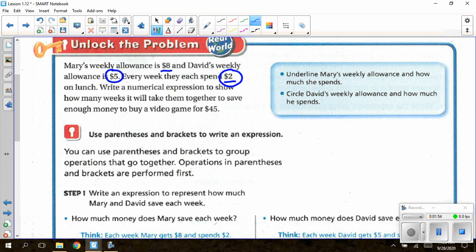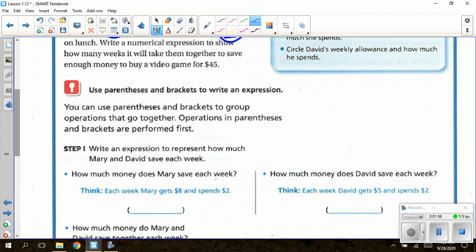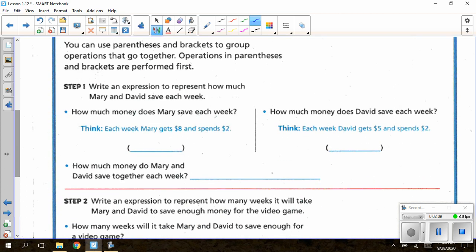So now using this information, we can use parentheses and brackets to group those operations that go together. And then operations in parentheses and brackets are obviously performed first. So we need to make sure we are writing our expression to represent how much Mary and David save each week. So we need to figure out how much Mary saves each week. If you recall, we underlined that Mary starts with $8 and that she spends $2 of that 8. So that is how we would find how much Mary saves per week.